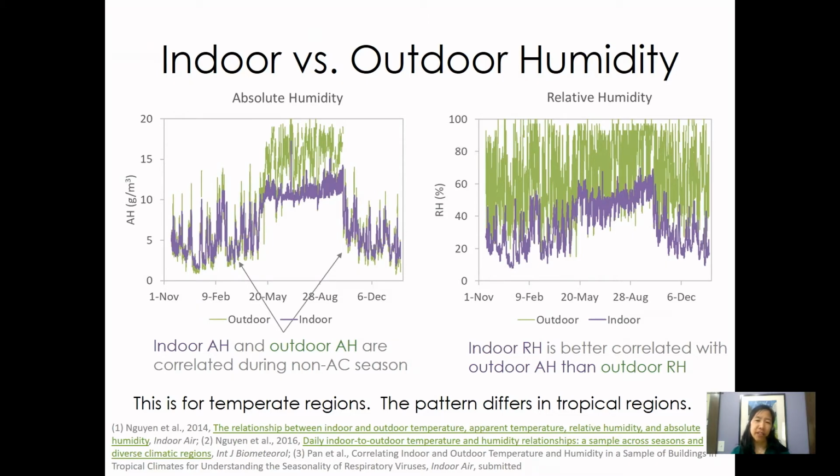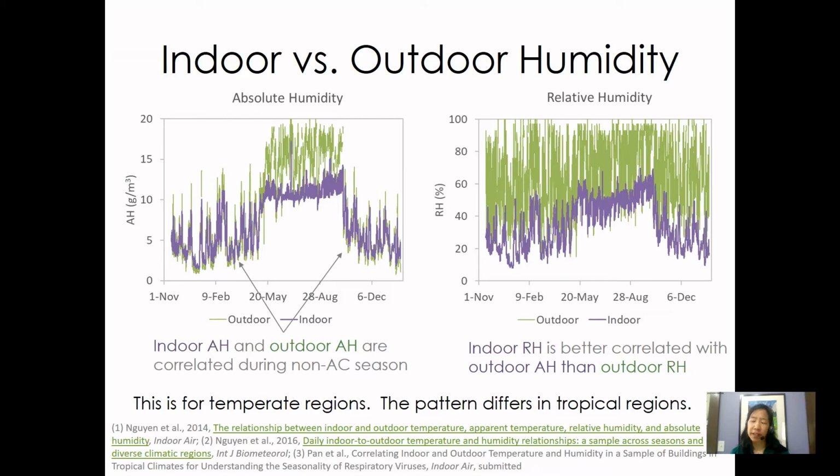So the left figure shows absolute humidity measured indoors. That was in my office in purple, and outdoors in Blacksburg, Virginia, which has 4 seasons, in green over the course of a little more than a year. And you can see that they track each other except for the summer period. And that's when the air conditioning is running. And of course, that condenses, removes water vapor from the air.